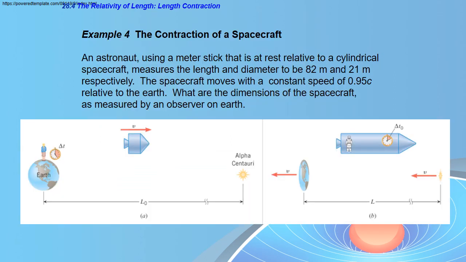An astronaut using a meter stick that is at rest relative to a cylindrical spacecraft measures the length and diameter to be 82 meters long and 21 meters wide. The spacecraft is moving 0.95 c away from the Earth. What are the dimensions of the spacecraft as measured by an observer on Earth? So, I am now the observer on Earth, looking at that spacecraft.